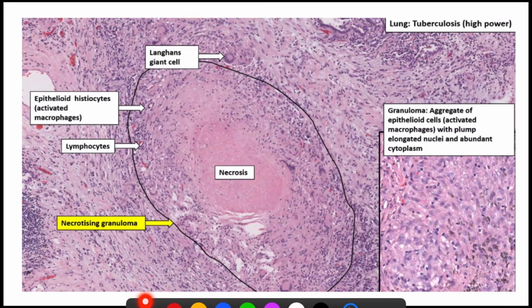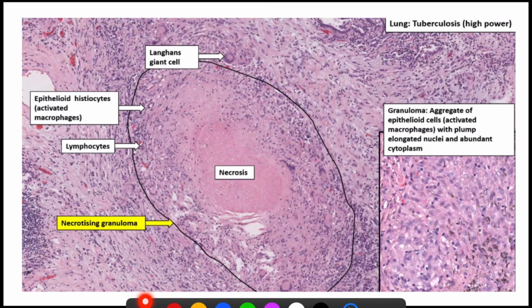So what exactly is granuloma composed of? It is the aggregate of epithelioid cells. These are the epithelioid cells. They are plump, elongated, having abundant cytoplasm. Basically, macrophages are activated and converted into epithelioid cells, and these epithelioid cells are aggregated and they form giant cells. This is called Langhans type of giant cells.